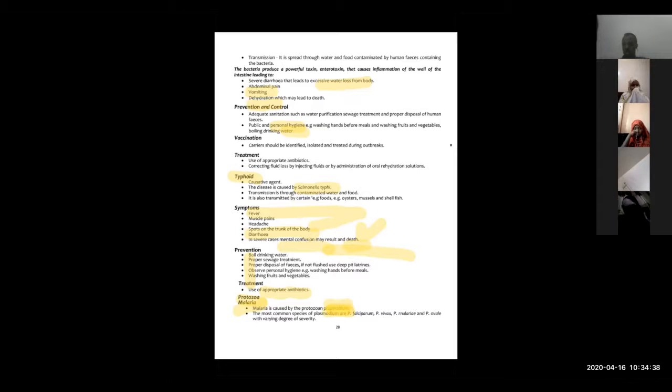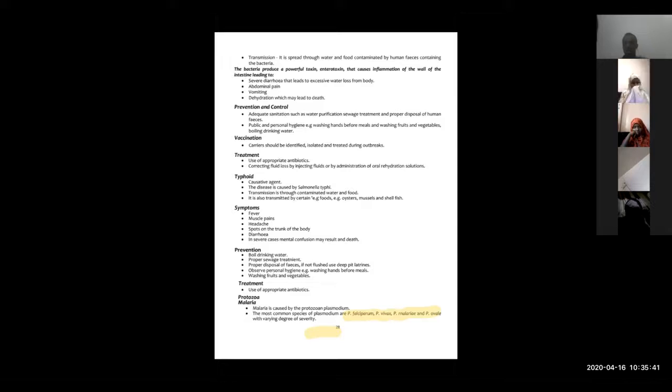Normally, we say Plasmodium spp. Why do you say Plasmodium spp? If you are told to name the causative agent of malaria, you can simply say Plasmodium spp. Why do we say spp? Because there are several species of Plasmodium that can cause malaria. And as you can see, we have different Plasmodium here. Yeah, we have Plasmodium falciparum, Plasmodium vivax, Plasmodium malariae, and Plasmodium ovale.